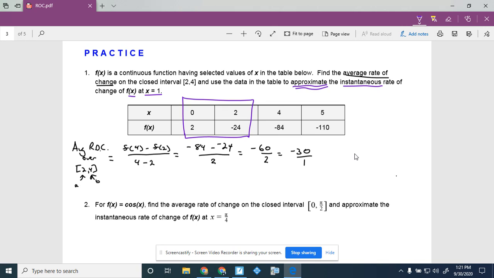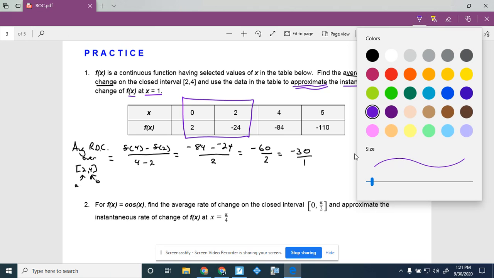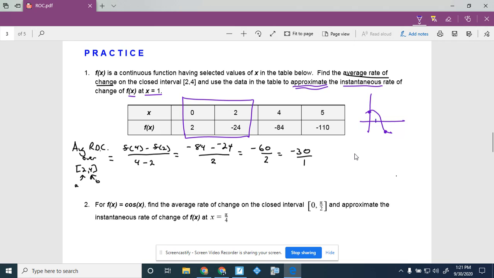Right? For example, not that you have to do this, but I'm going to sketch somewhat of a situation. At 0, we're at 2, and at 2, we're at negative 24. And who knows what the curve looks like? Maybe it looks something like that. So now what is it that we're doing? Well, we want to approximate the slope of the tangent line at x equals 1. So this is what we're trying to approximate, right? That's the instantaneous rate of change, the slope of the tangent line.